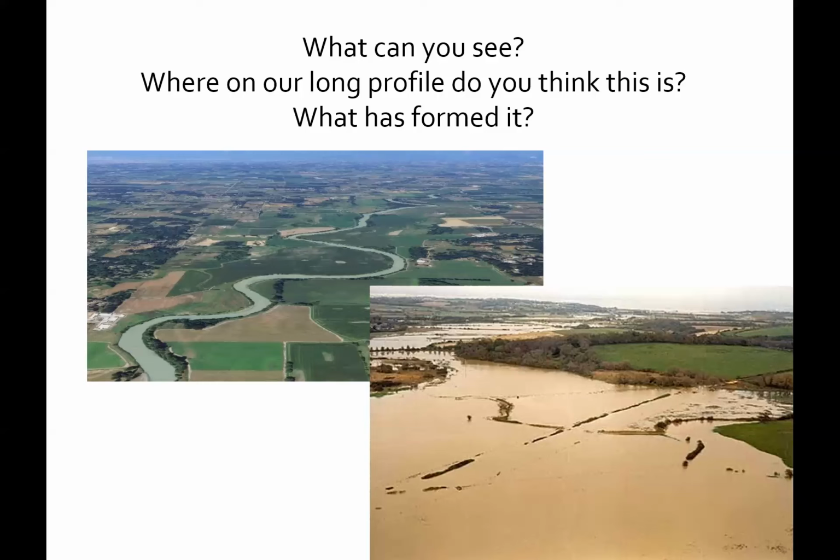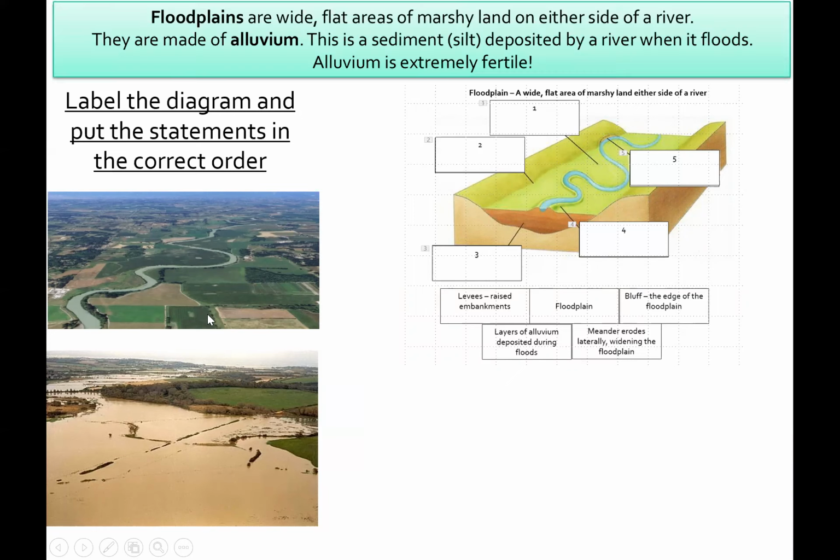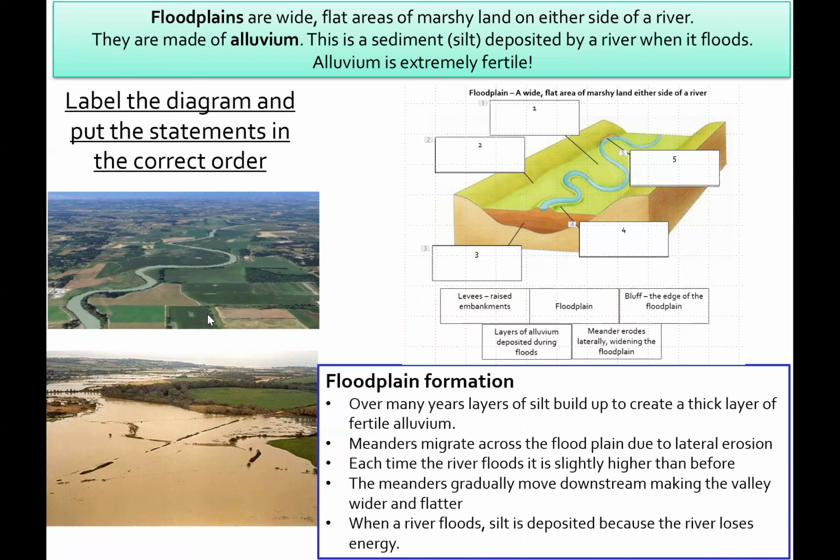And what has formed that floodplain? What's been formed through deposition, and that deposition occurs when the river floods, as you can see in that second photo, and that's what we're going to be going through today. So here you've got a simple diagram of a floodplain. Have a go at drawing your own version. Use about half a page, and where it says 1, 2, 3, 4, 5, I want you to put in which label you think goes into which. Once you've labelled your diagram, you can have a go at putting these statements of formation here into the correct order. They're currently mixed up, you need to put them in the correct order.